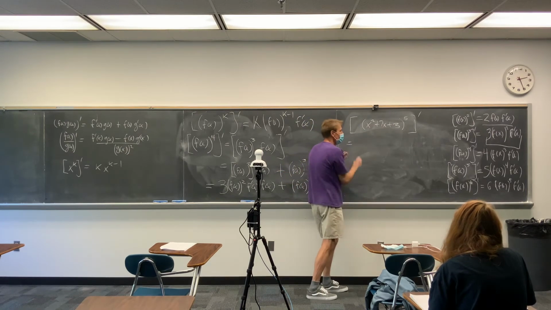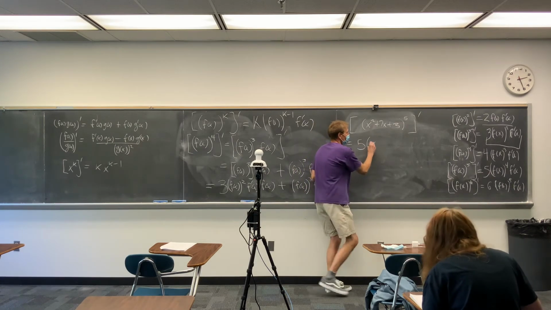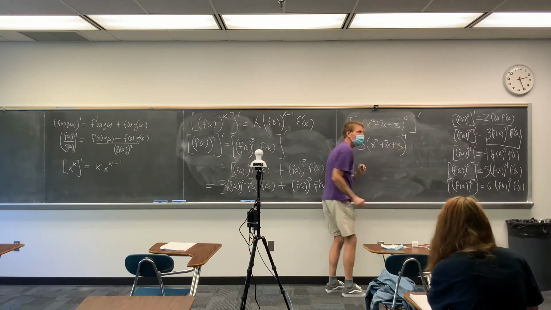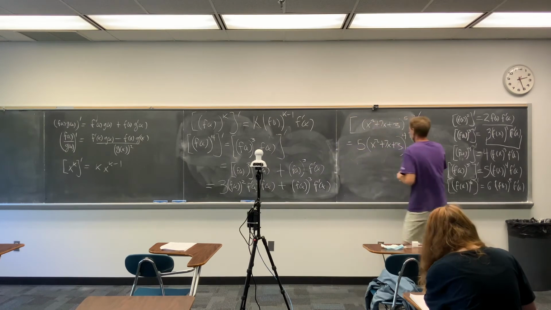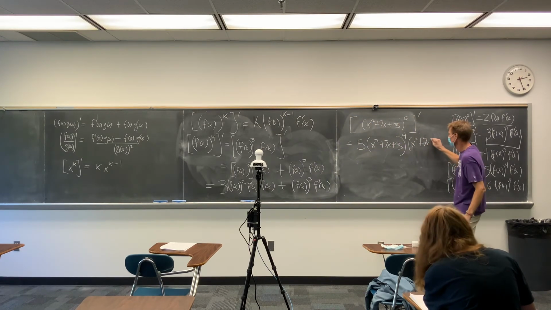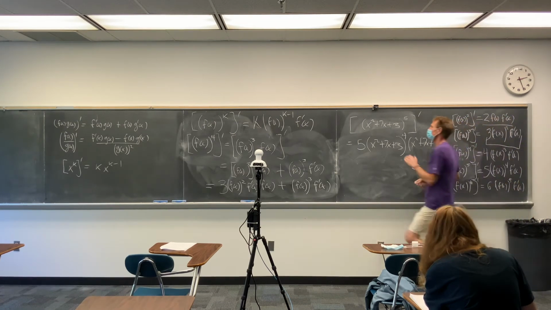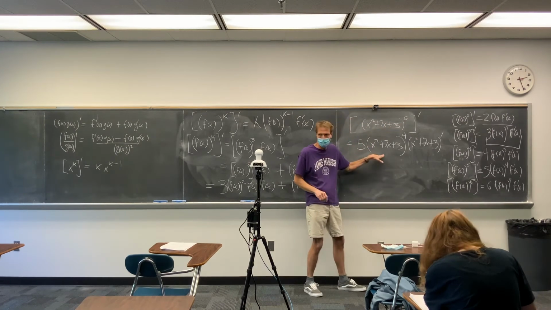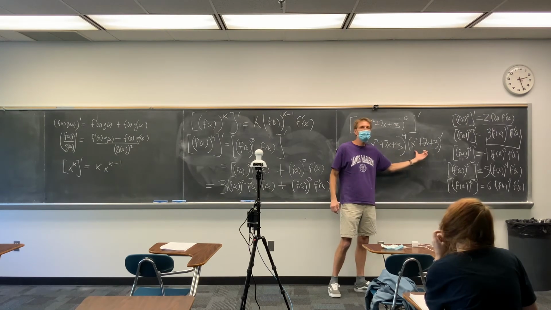It would be 5 times x squared plus 7x plus 3 to the 4th. I'm going to do this in 2 steps, though you don't have to. Times x squared plus 7x plus 3 prime. It's the derivative of f of x to the 5th is 5 f of x to the 4th times the derivative.